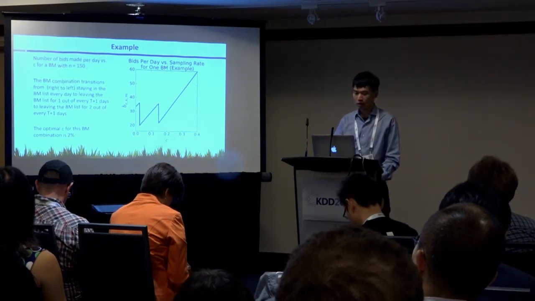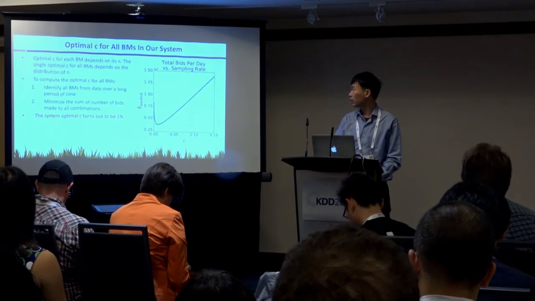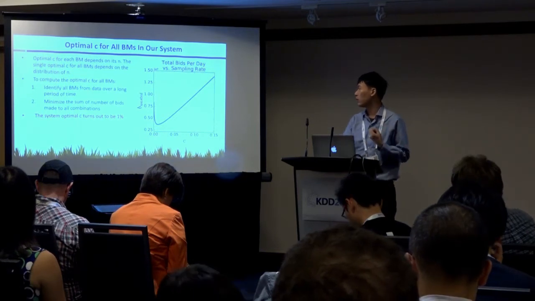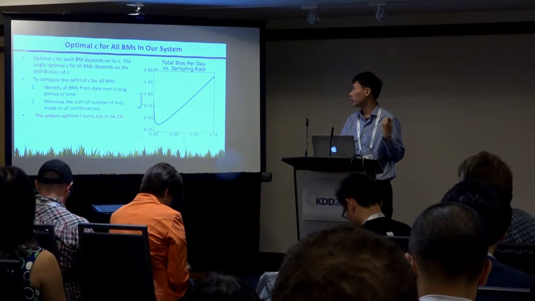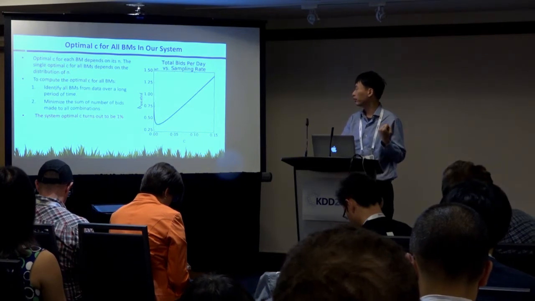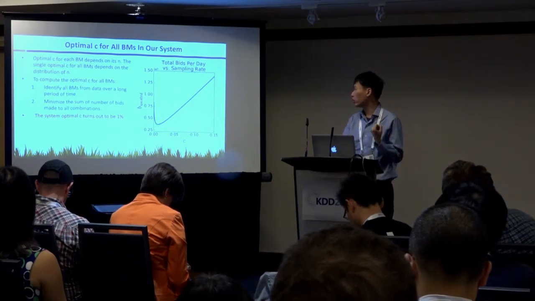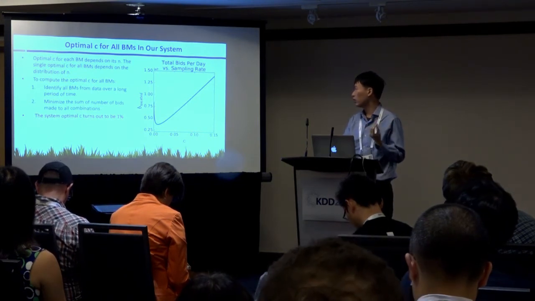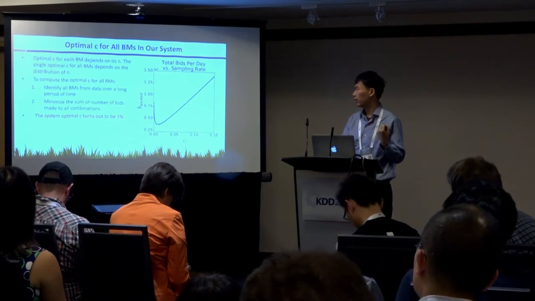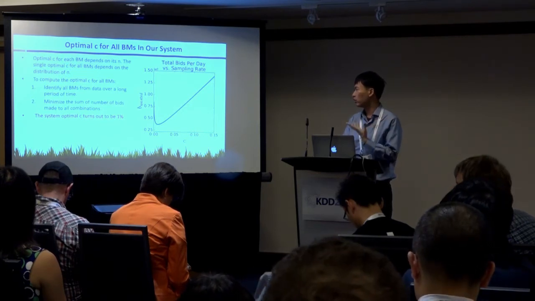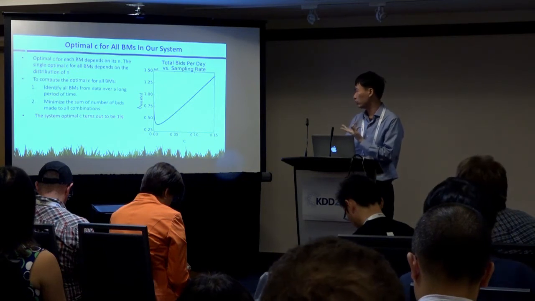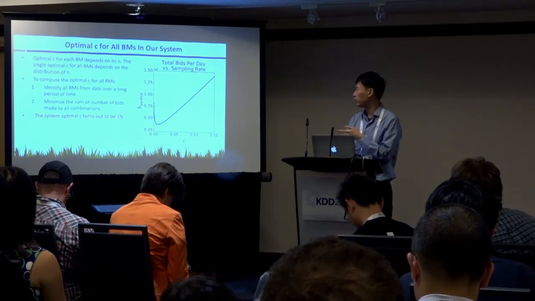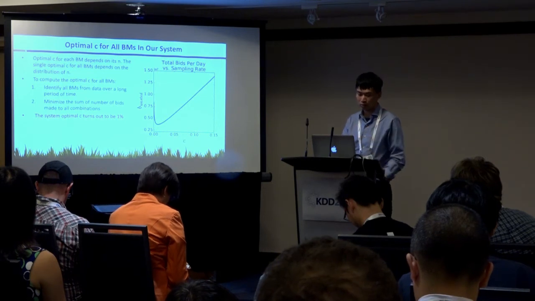For simplicity, in our system, we have one optimal C for all band marketers. In order to compute that optimal C, we just sum over all band marketers. We first identify all band marketers from data over a very long period of time, like 3 weeks. Then we minimize the sum of bids for all of them and compute the optimal C, which turns out to be 1%. So as I said, for simplicity, we use one single optimal C for all band marketers in our system. But this is a constraint, and it could change in the future if we decide to get more sophisticated.